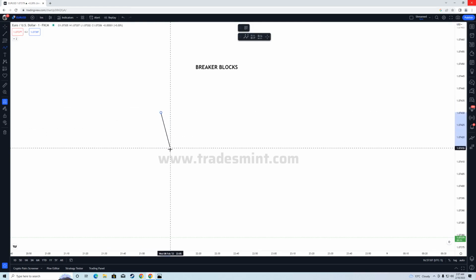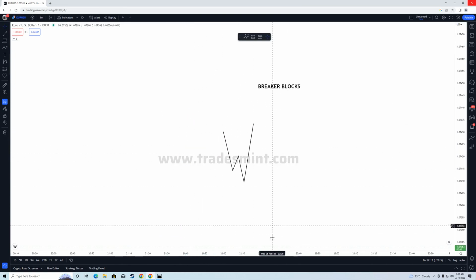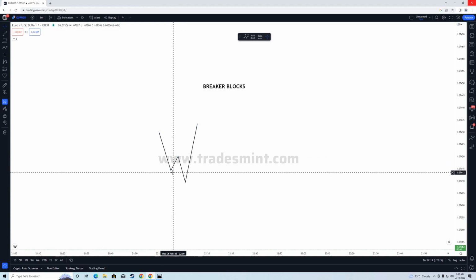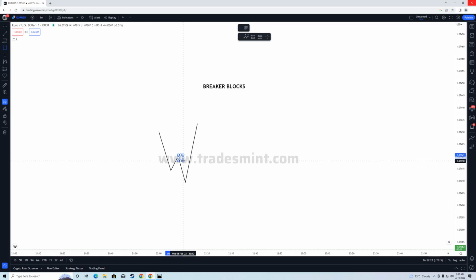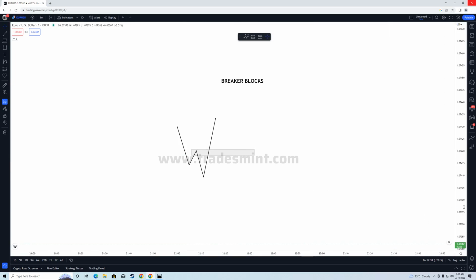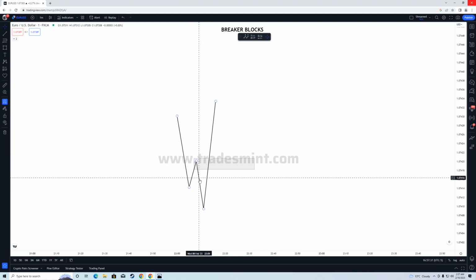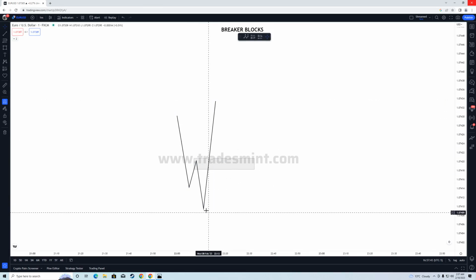When you have a lower low, lower high, lower low, and a market structure shift. So when you had lower low, lower high, lower low, the last lower low and the last candle of that lower low right here is your breaker block. So you have lower low, lower high, lower low, and market structure shift. If you have another small lower low here, like lower low, lower high, small lower high, lower low, and then market structure shift, then that would be your breaker block.